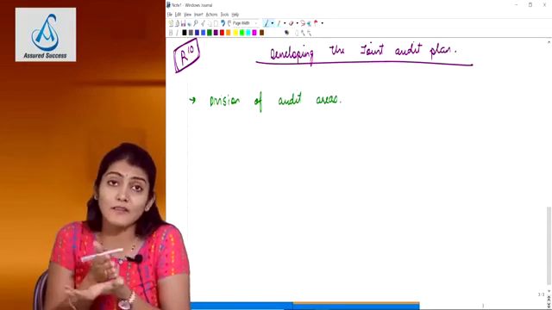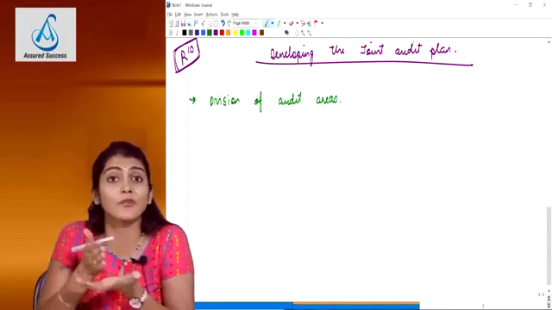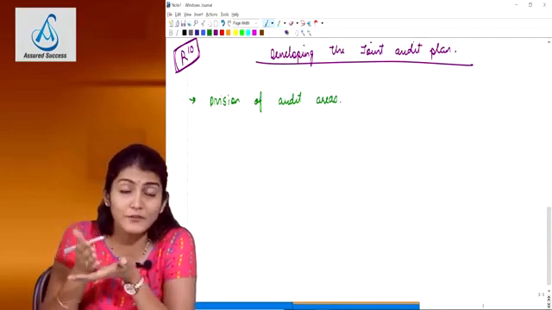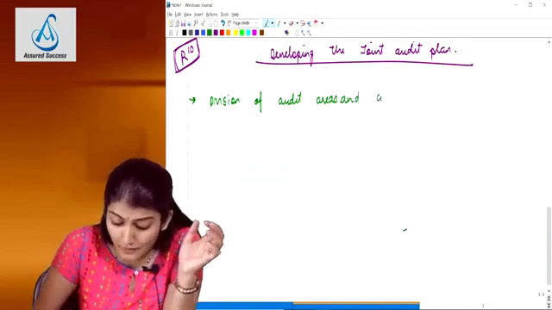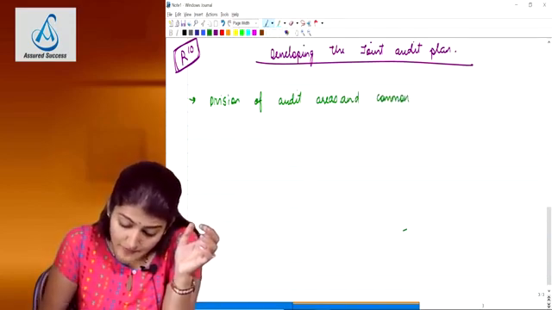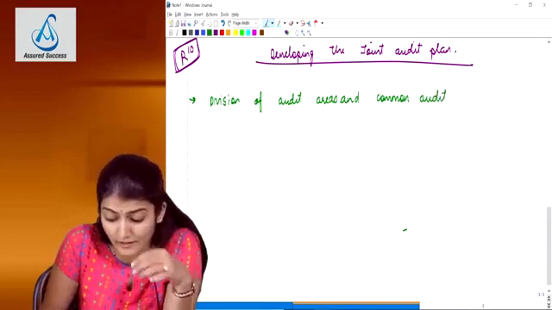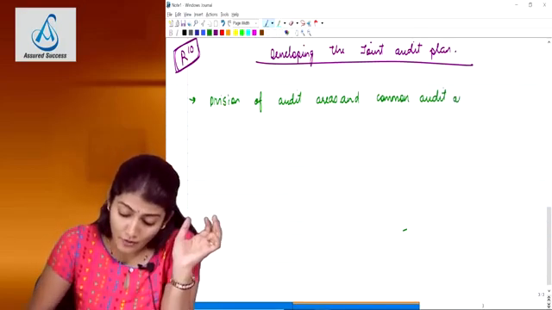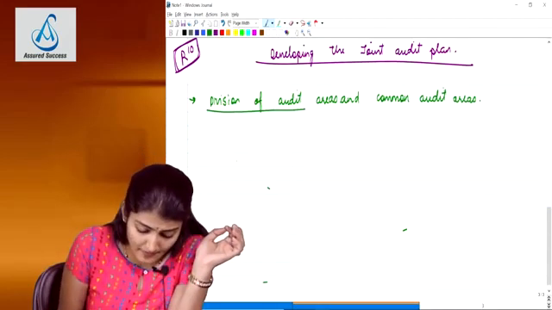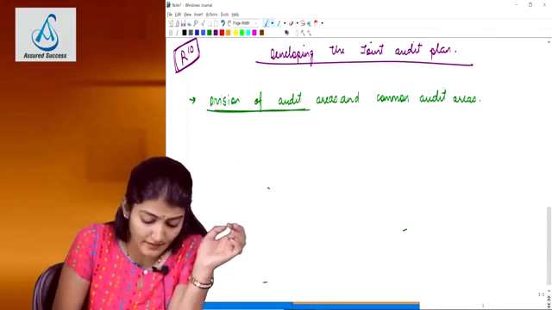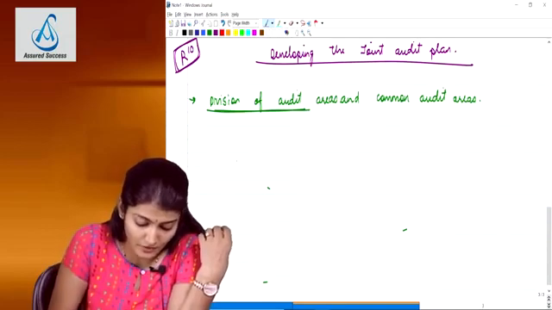So first, what is required to be done is the division of the audit work. The division of the audit work, and also certain areas of work they may not decide to divide, and they may decide that all of us collectively will audit these. So, the common audit areas. Okay. What does the standard say? How should the division of audit work be done?